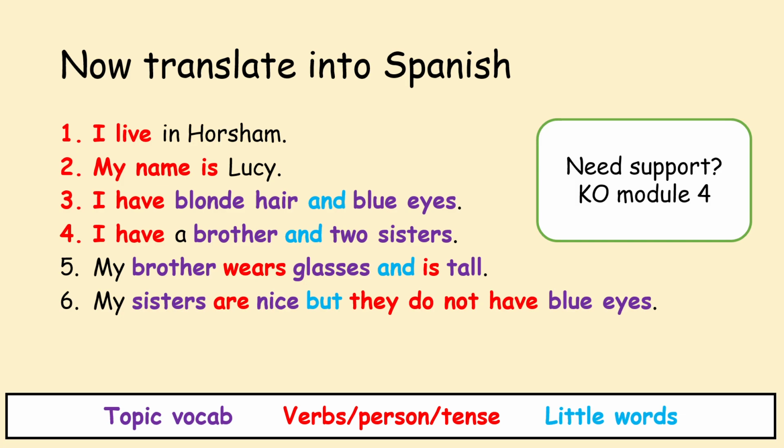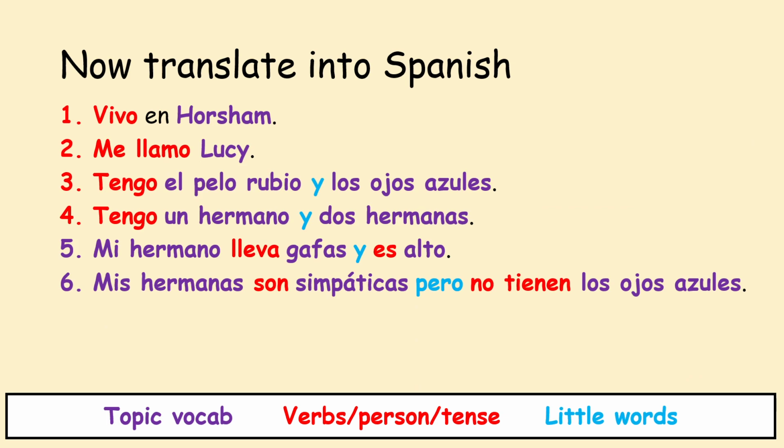Okay, how do we get on, guys? These are our answers. I live in Horsham. Vivo en Horsham. Number 2, me llamo Lucy. Number 3, tengo el pelo rubio y los ojos azules. Make sure you've got the agreement here. And if you're taught by myself, Miss Henton, I've noticed that a couple of you are missing these articles. Really important we have those. Tengo el pelo rubio y los ojos azules.